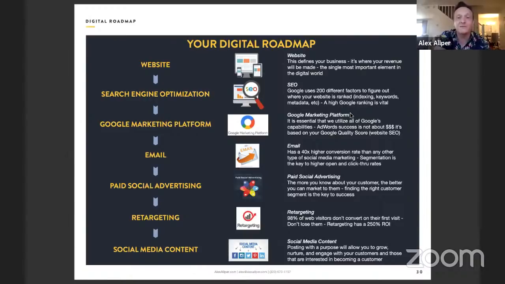40 times higher conversion rates. After that, it's paid social advertising because you're very much so targeting very specifically your different customer segments. Retargeting, once again, essential to your success in marketing because of that 250% return on investment. You've just spent so much money to get people to come to your website. Do not lose them. Get them to come back and make that conversion.